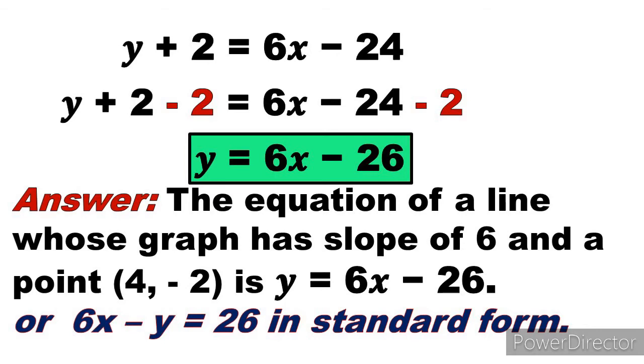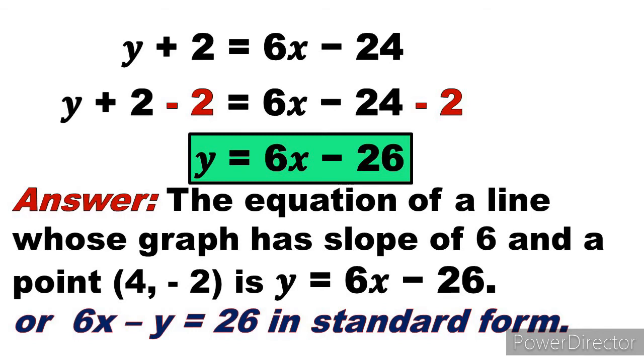To solve for y, isolate natin ang y sa may left side. And then yung positive 2, ililipat natin sa may right side. Okay? So, para ma-solve ang y, mag-a-add tayo ng negative 2 both left and right side ng equation. And this is the result. Y plus 2 minus 2 is 0 equals 6x minus 24 minus 2 equals negative 26. Therefore, we have y equals 6x minus 26.